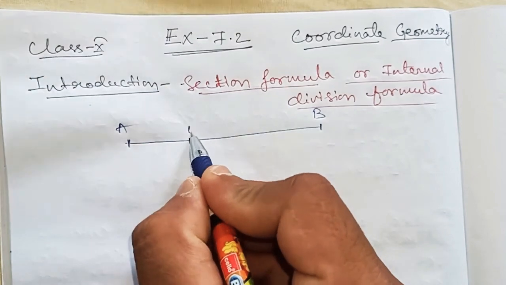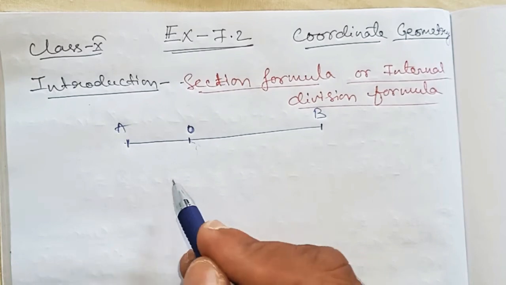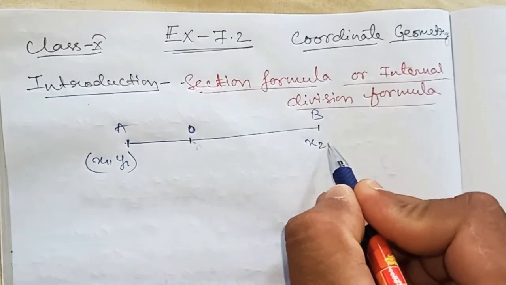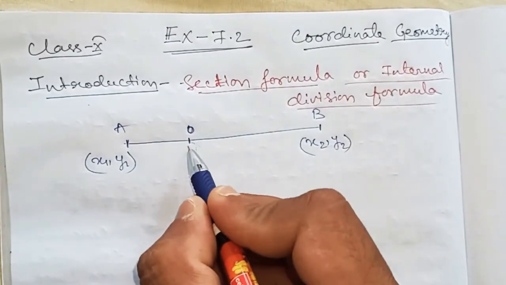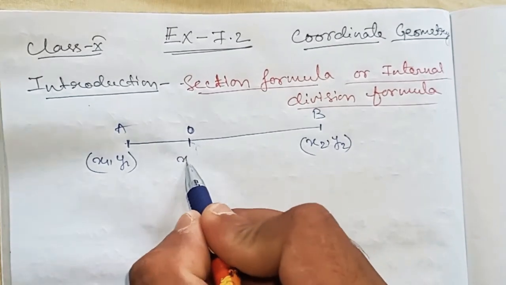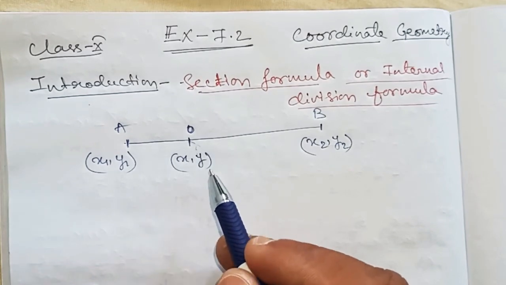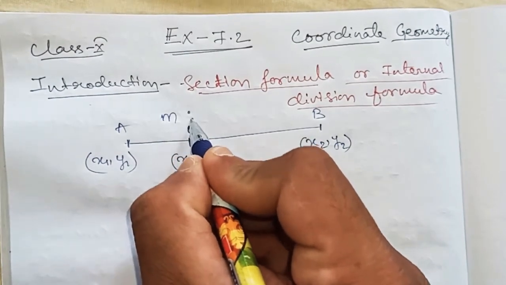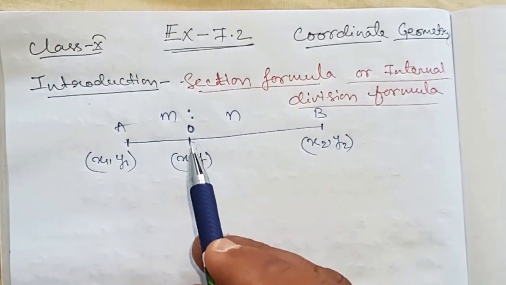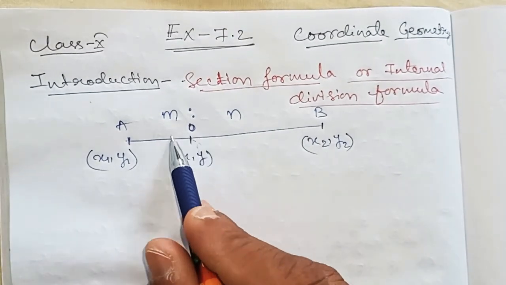Suppose I name the division point as O. First point I will take as x1 y1, second point as x2 y2, and the point dividing the line segment as x comma y. This line has been divided in the ratio m:n. Suppose the line is 5 centimeters, this part is 2 centimeters and this is 3 centimeters. So how do we find the division point?